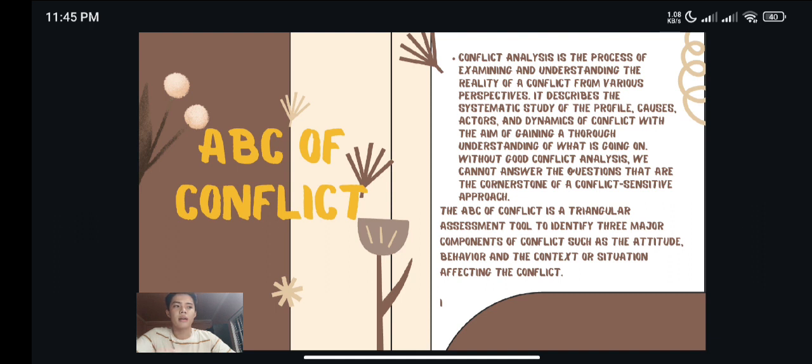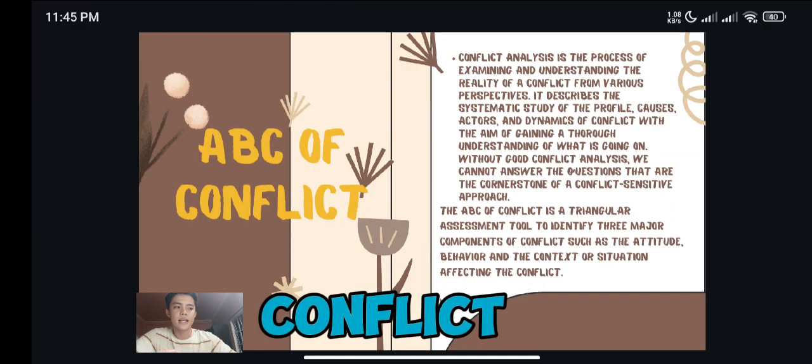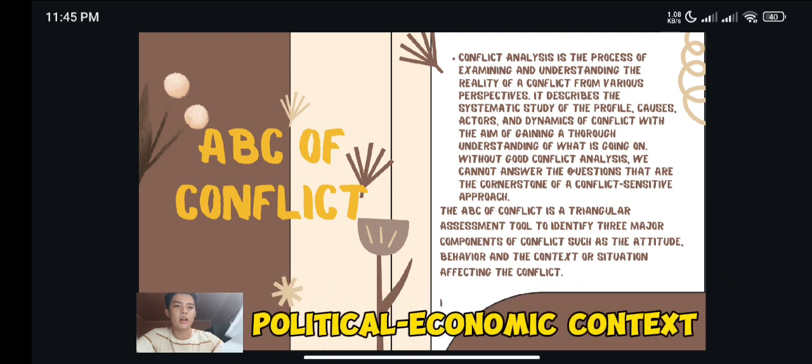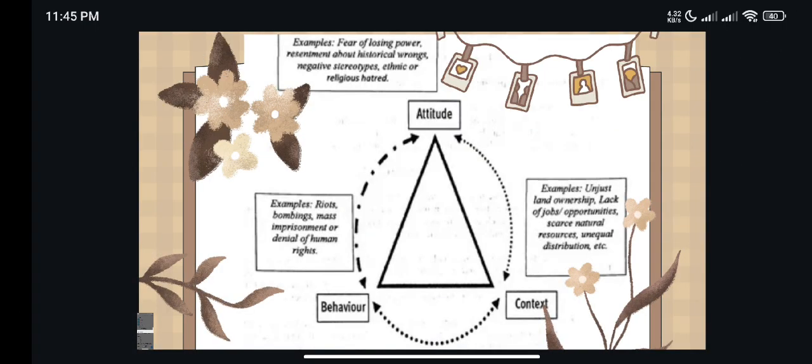The question that can be asked using the triangle are: the violent behavior we see has its roots in people's attitude and the political economic context. At the top of the triangle are attitudes, which are like the feelings and thoughts that people have deep down. These feelings can lead to conflict. For example, fear of losing power, resentment about historical wrongs, negative stereotypes, ethnic or religious hatred. These attitudes are like the seeds of conflict, shaping how people see the world and interact with each other.